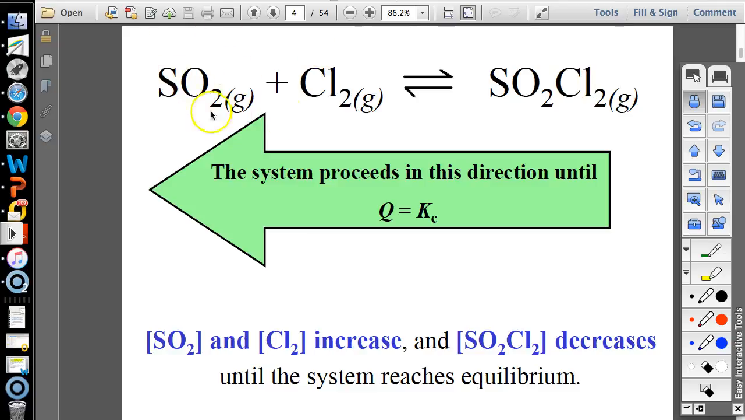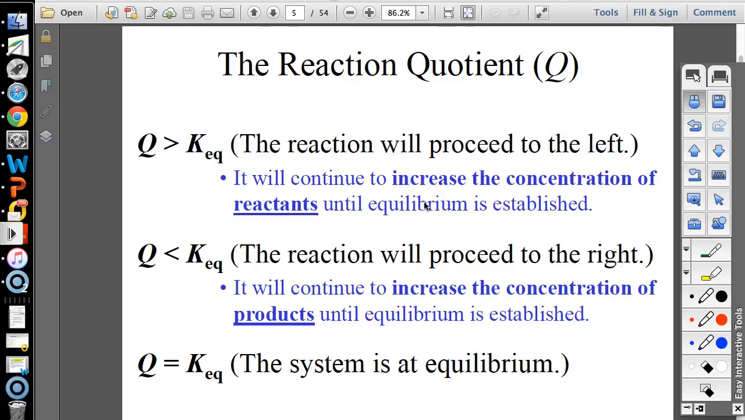These are going to continue to increase until Q equals K, and that's what I just explained. The number line will knock this whole slide out for you. Like that number line explains all these words. If Q is greater than K, then the reaction is going to proceed to the left. That's what just happened in the example. If Q is less than K, then the reaction is going to proceed to the right.